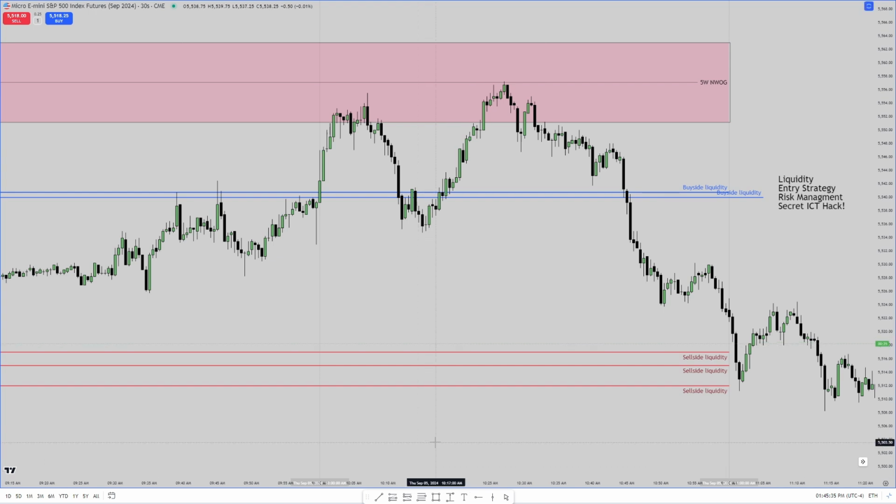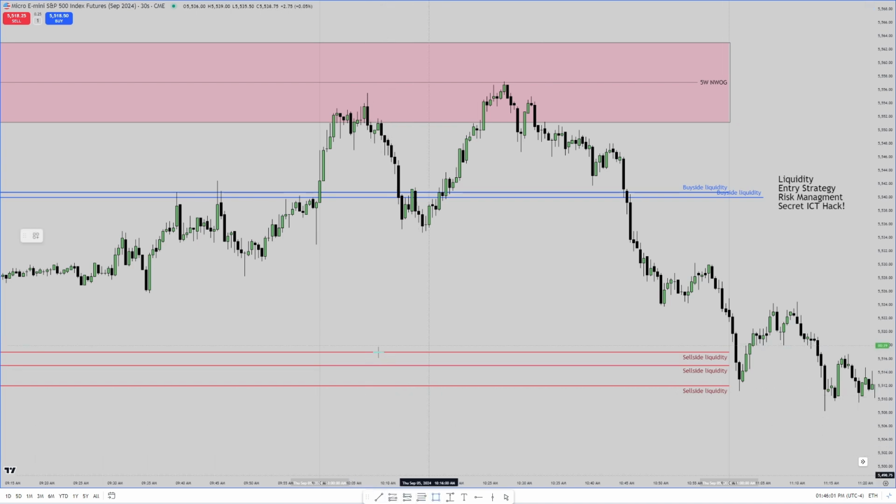So having a plan of how you're going to enter and having a timed entry model is absolutely, I think, the best way to trade. So my entry strategy, I'm going to go into a little more depth on that. I wasn't planning to, but I think I'm going to.